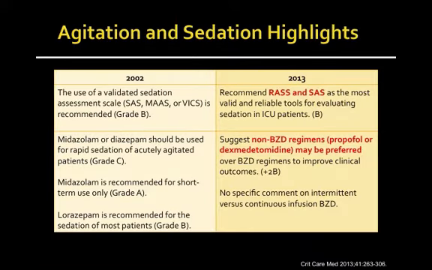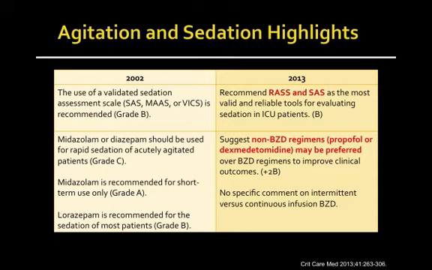In the guidelines, they went from monitoring using the SAS, MAAS, or VICS to switching to the RASS or SAS. We're going to go into RASS in a little bit more detail, the Richmond Agitation-Sedation Scale, because that's what we use here at Loyola. Back in 2002, we only had benzos or propofol as an option for sedation. And at that time, they recommended basically just ignore the recommendations.